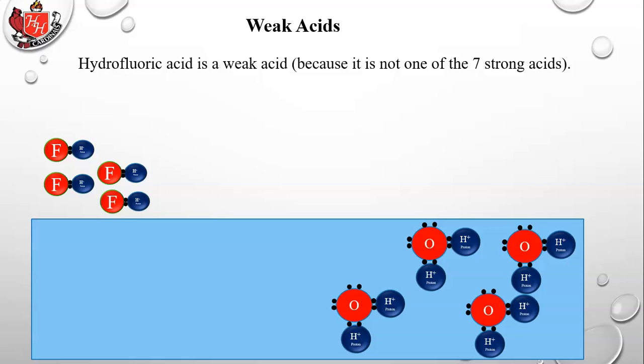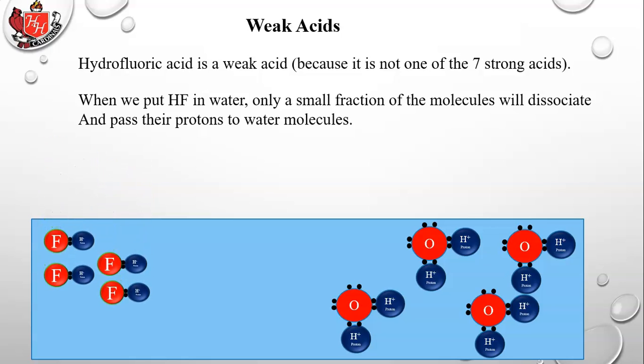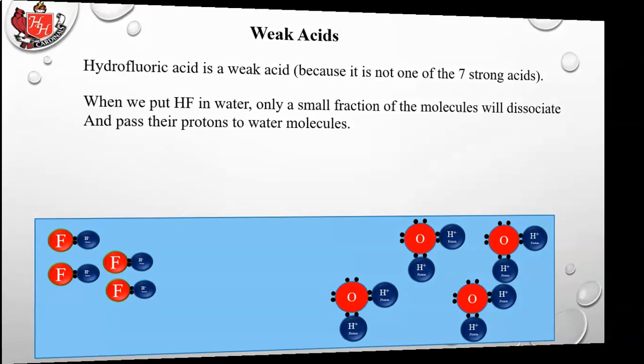Okay, now we're going to see what happens when we put a weak acid into the water. So we have a bunch of water molecules there. So hydrofluoric acid is a weak acid because it is not one of the 7 strong acids that you were asked to memorize. So if it's not one of the 7 strong acids, it's got to be a weak acid. Okay, when we put hydrofluoric acid in water, only a small fraction of the molecules will dissociate and pass the protons to water molecules. So they jump in the pool, the hydrofluoric acid.